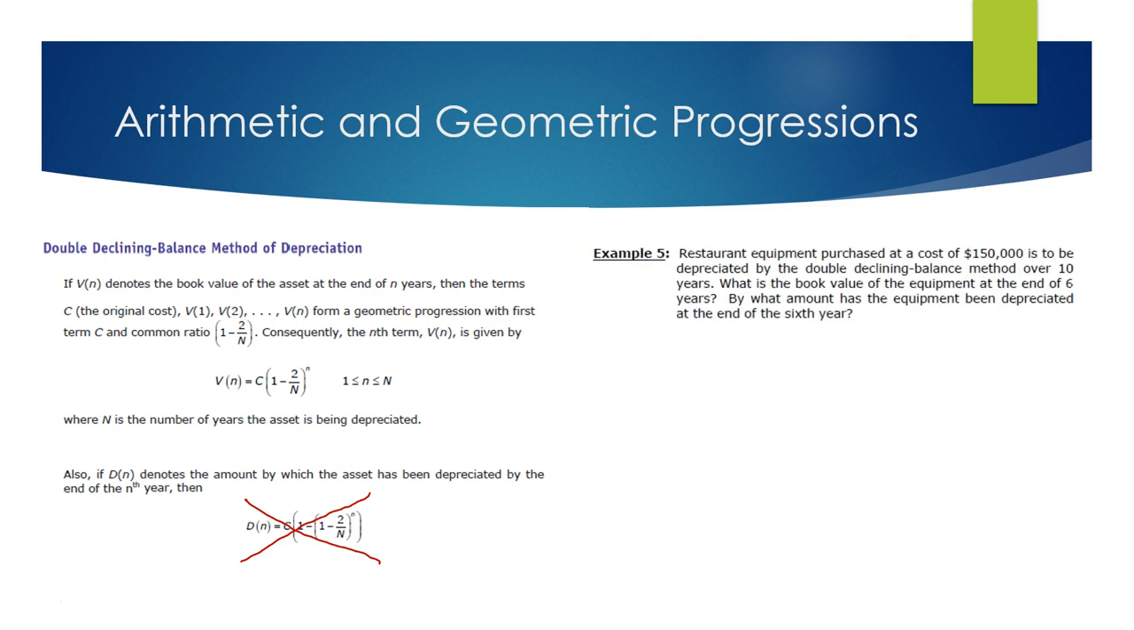So when I ask this question here: a restaurant's equipment is purchased at a cost of $150,000, and is to be depreciated by the double declining balance method over 10 years. What is the book value of the equipment at the end of 6 years? By what amount has the equipment been depreciated at the end of the 6th year? So there's two questions here. I want you to answer both, and then when we come back, I'm going to go through this.